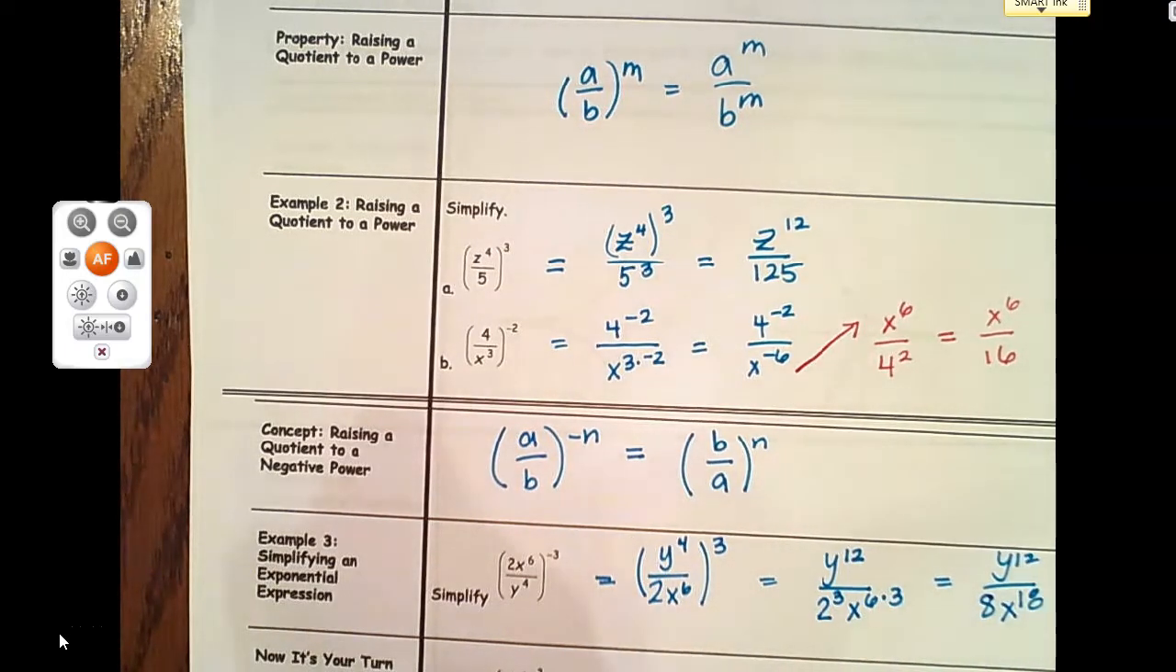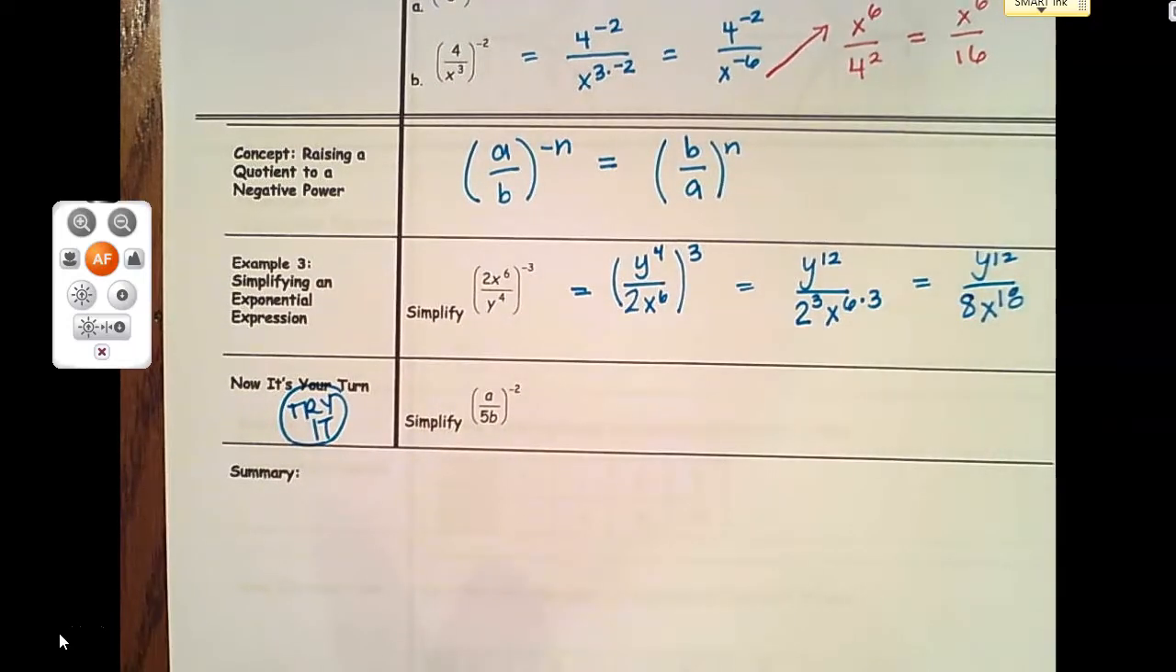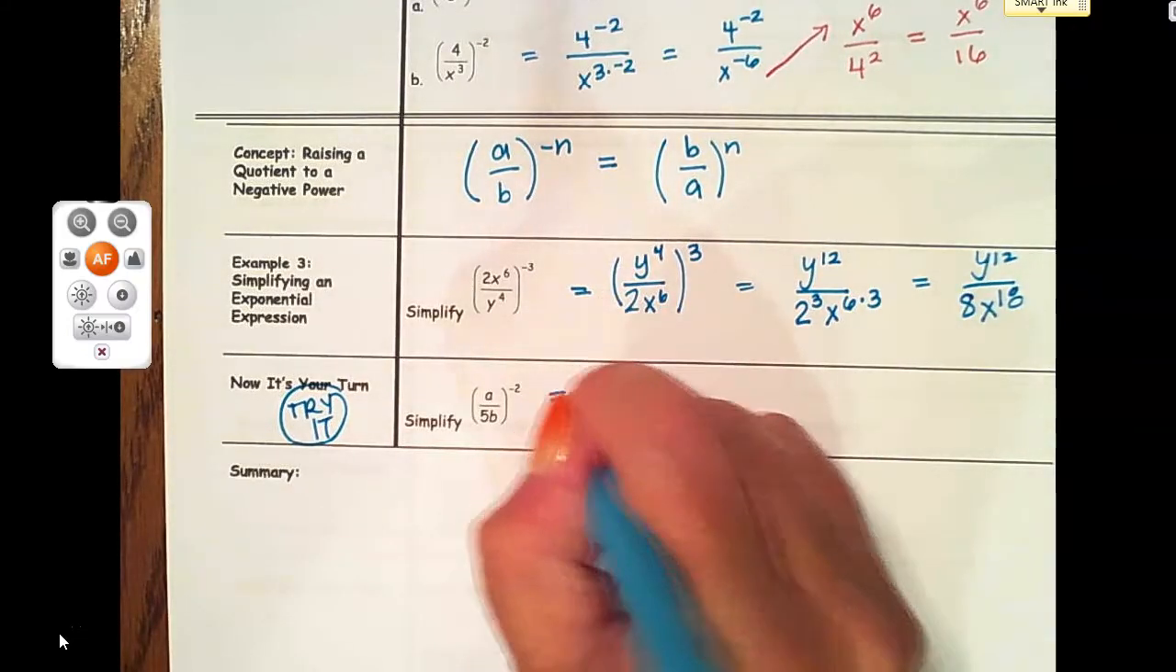So now it's your turn. Let's see what you can do with this one little try it. Go ahead and pause the video, and then when we come back, we'll work it out. Welcome back. Hopefully you've paused the video and worked this out yourself.